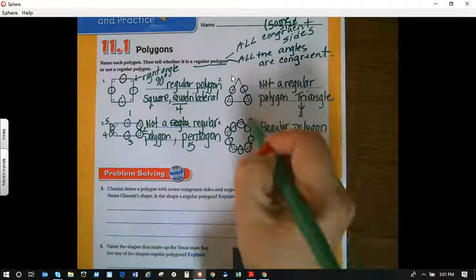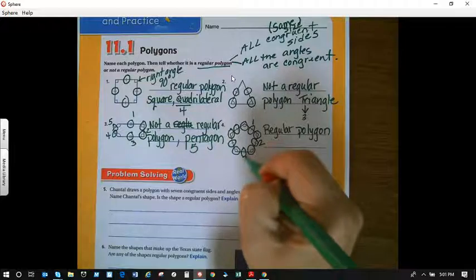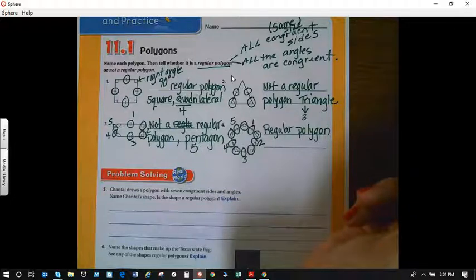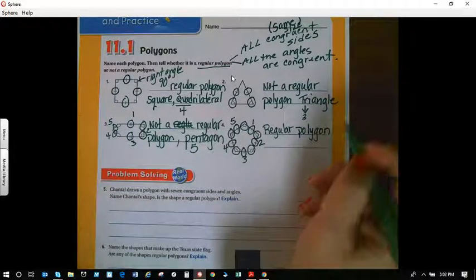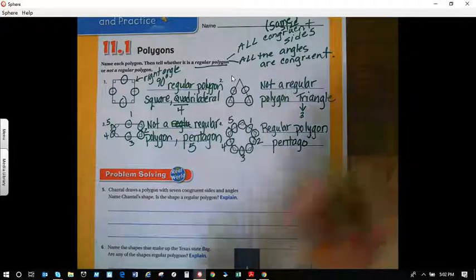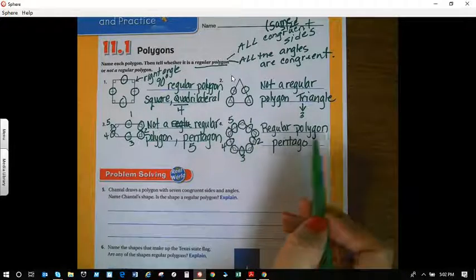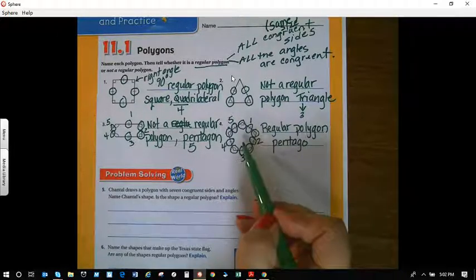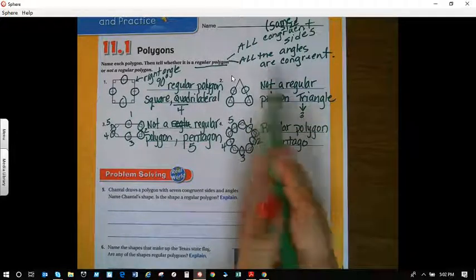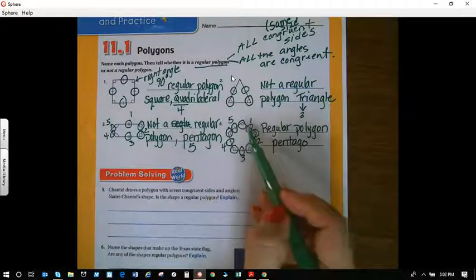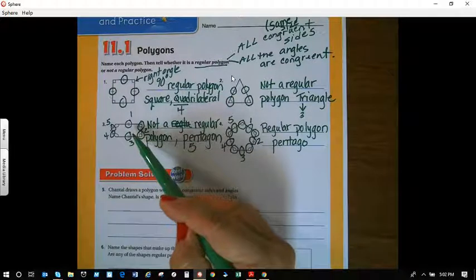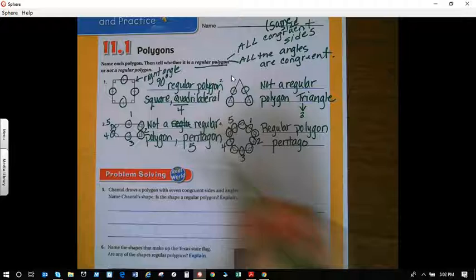Now I'm going to count my sides. I have 1, 2, 3, 4, 5 sides. Well, this here is also called a pentagon. So look at this pentagon. If all angles and sides are congruent, then it's a regular polygon. This one here, it's not. It has different angles and different lengths on the sides.